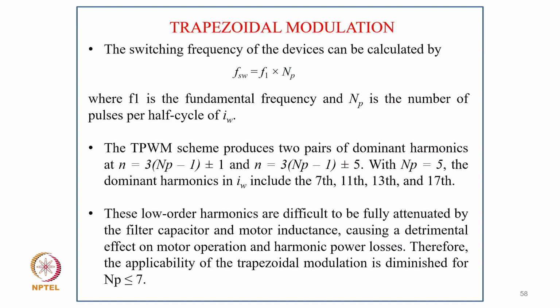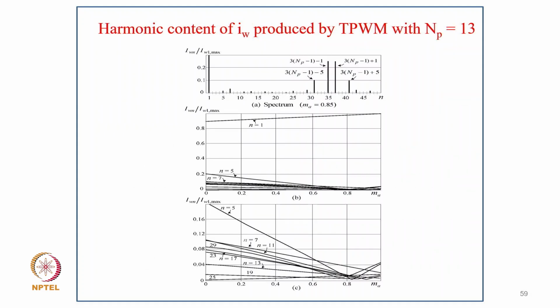The TPWM scheme produces two pairs of dominant harmonics at n equal to 3(NP minus 1) plus minus 1 and n equal to 3(NP minus 1) plus minus 5. With NP equal to 5, the dominant harmonics in IW include the 7th, 11th, 13th and 17th. These lower order harmonics are difficult to fully attenuate by the filter capacitor and the motor inductance, causing a detrimental effect on the motor operation and harmonic power losses. Therefore the applicability of the trapezoidal modulation is diminished for NP less than 7.